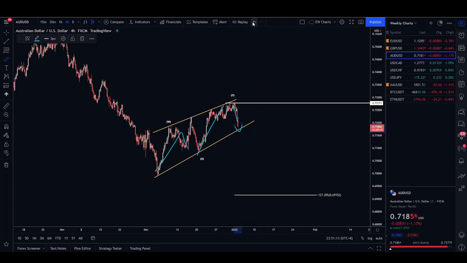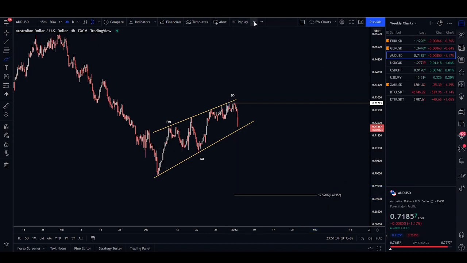So I would say, for now at least, as long as the market remains below this high at 0.7275, 0.7277, 0.7280 area, you want to look for a sell with a potential target all the way back towards 0.6950, a huge downside opportunity.